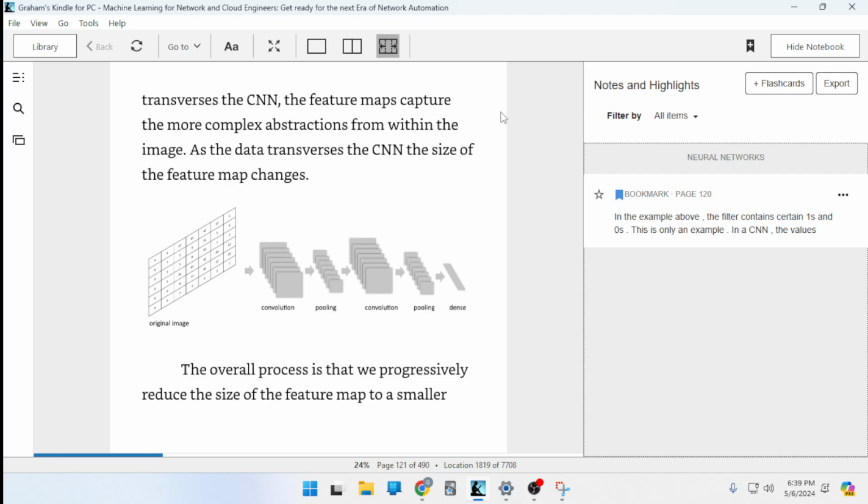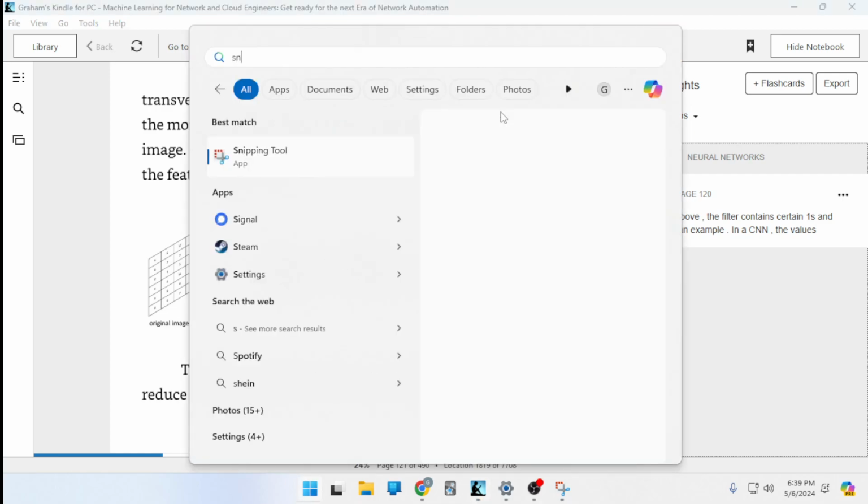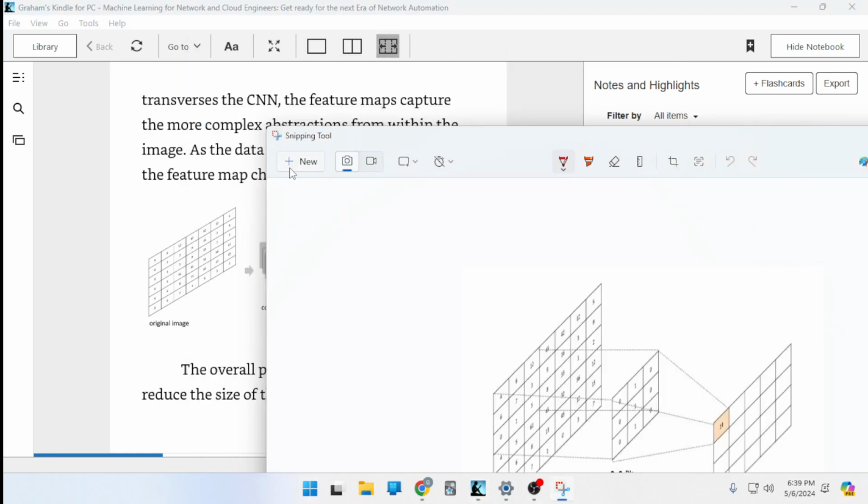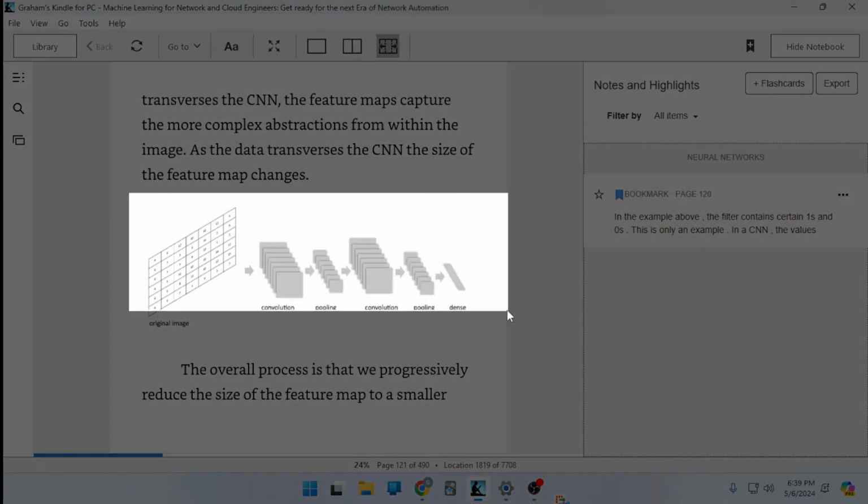So there's the original image, and now we have convolution, pooling, convolution again, pooling, and then dense. So let's see what ChatGPT has to say about that. Usually has something good to say.